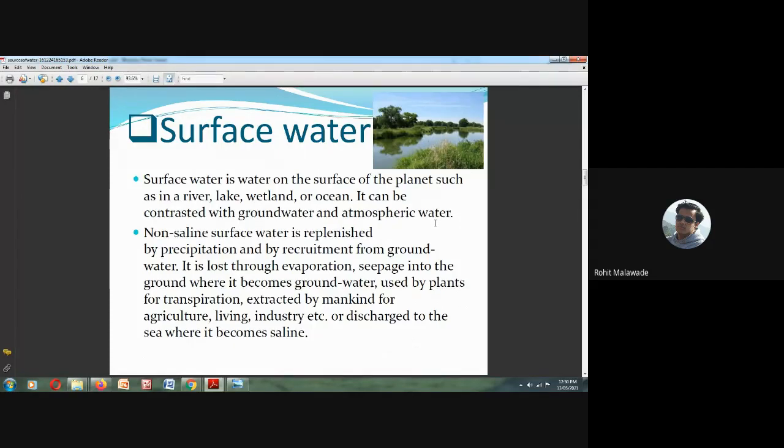Now, what makes it necessary to have water treatment? Before going to the surface water, what makes us treat the water? We are dependent on this water. But is this water directly drinkable? Can we consume this water directly?